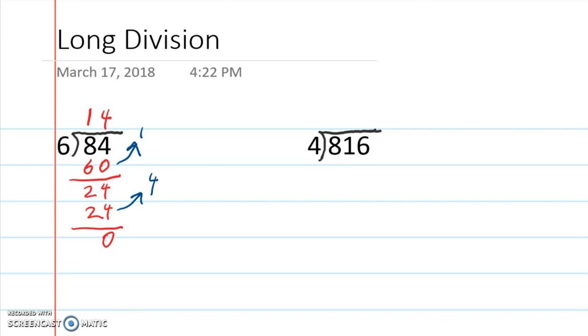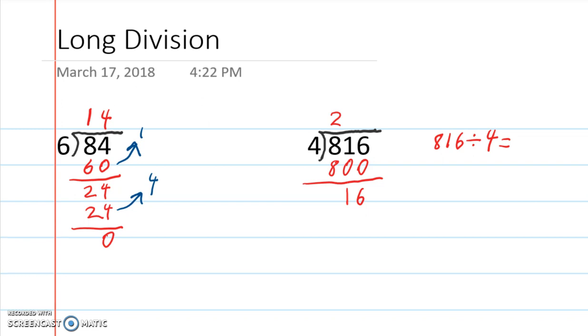Okay, let's try it again with a slightly bigger number so that we can see it in action. 816 divided by 4. What does it equal? That's what we're working with here. So how many times can 4 go into 8? 2 times. And if you do that 2 times, it's 8. Okay, I'm going to write 800. So 816 minus 800 gives us 16.